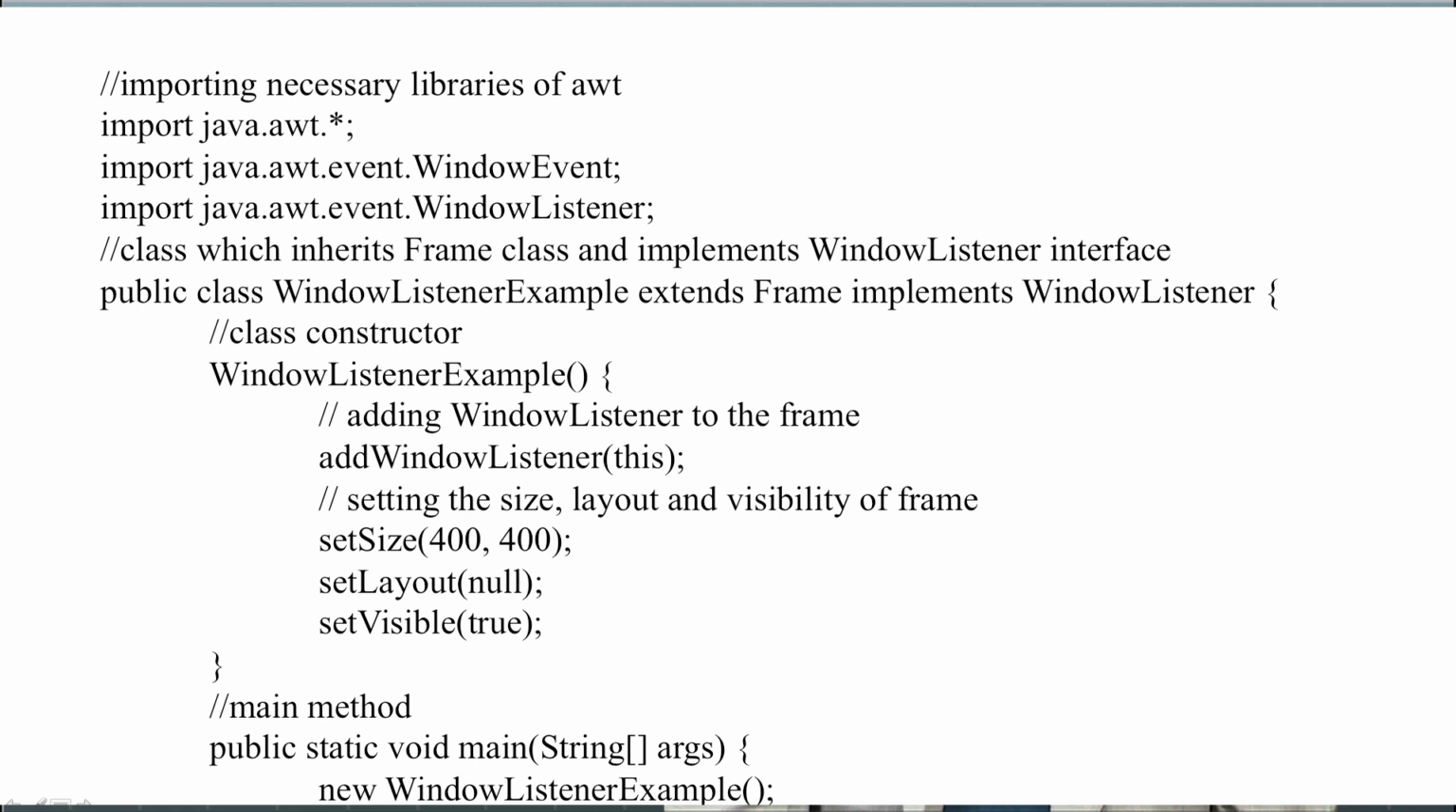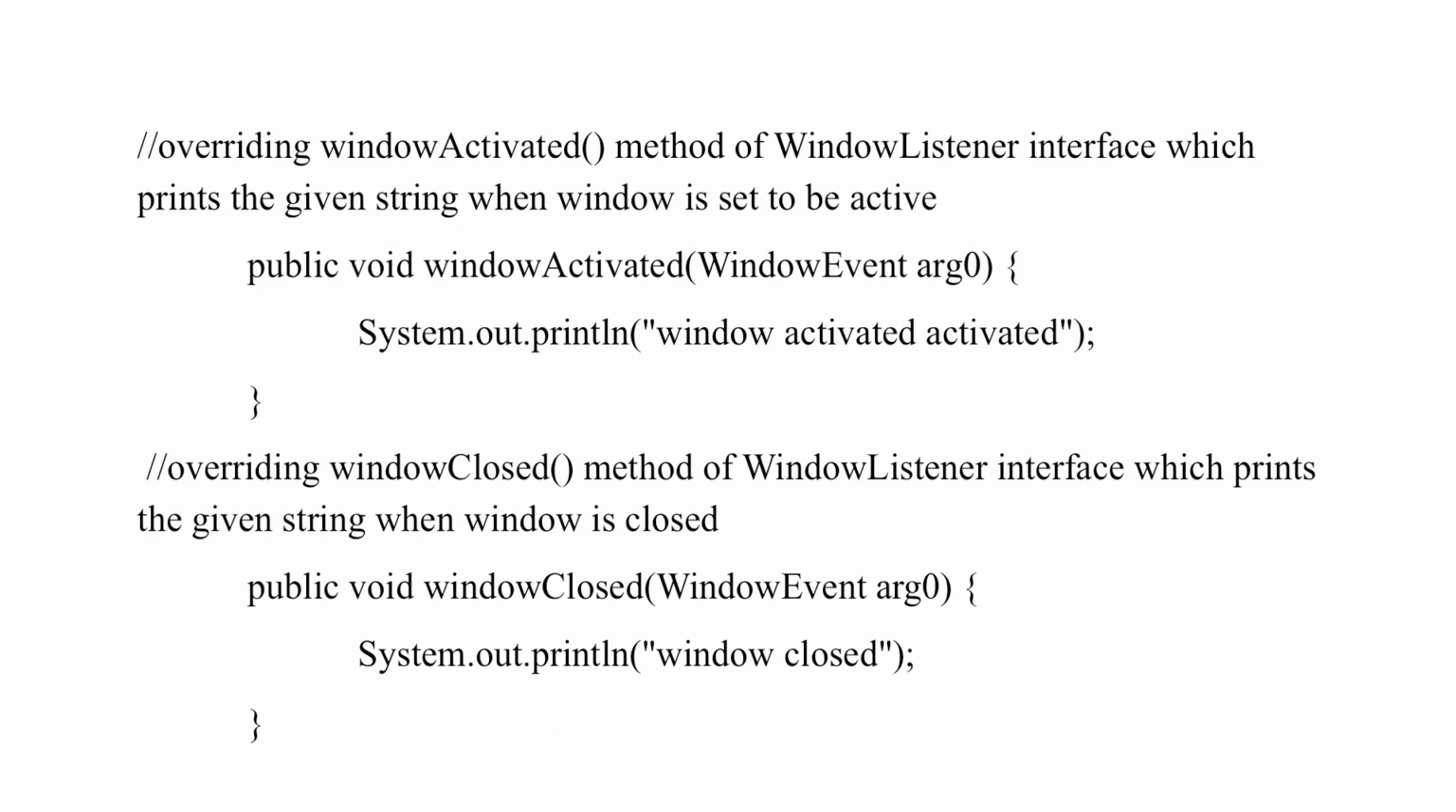So looking at this example, we will have an extended frame, then we will have the window listener interface, and then selecting the methods, we have to display the visibility and the layout of the frame also. Then, for window is activated, we have to give some messaging over the system out print line. Whenever you run this program, it shows window is activated.